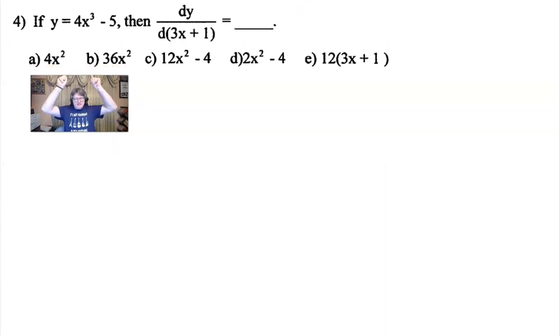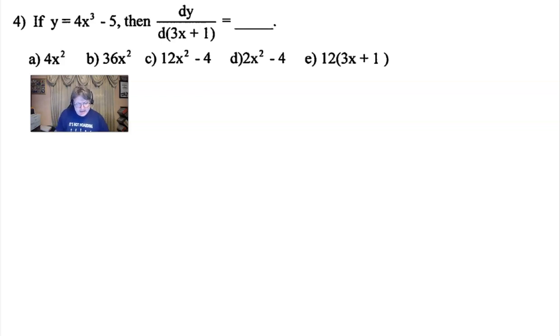It says, if y is equal to 4x cubed minus 5, then what is the derivative of y over this stuff? Well, what that's really saying is, what is the derivative of y with respect to 3x plus 1? That's very new, at least in my class. But the idea you're going to use is not really new in this problem. You're going to be thinking about using the chain rule in this question.